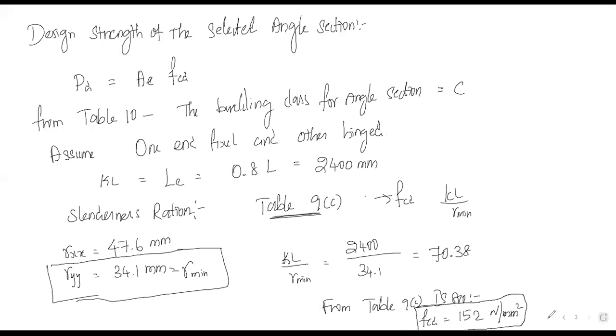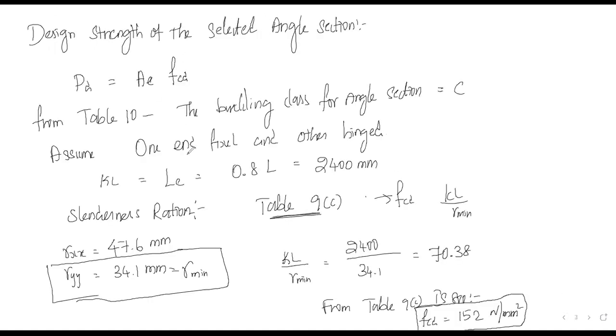Okay. Now we have to go for design strength PD. So design strength PD is equal to AE into FCD. So AE value is 20.